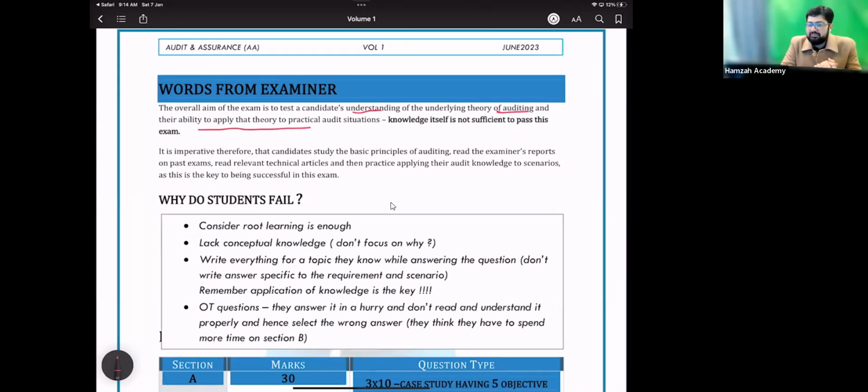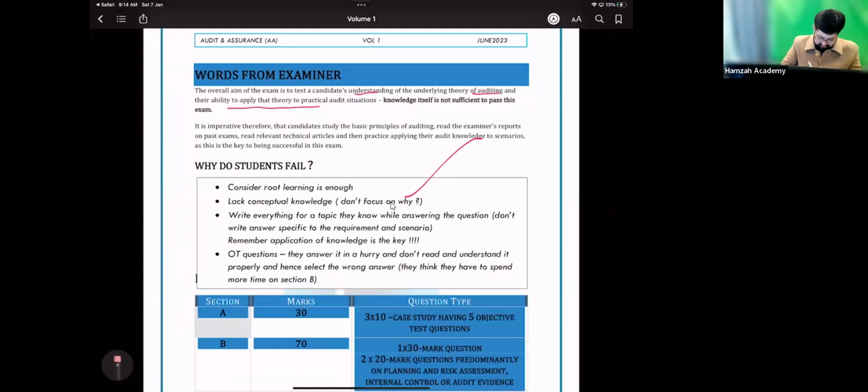You see here, so we can draw two things. The first thing is knowledge. The second thing is application. So knowledge and application of knowledge. Knowledge itself is not sufficient. But what does it mean? Knowledge becomes the base. First comes the knowledge and then application of that knowledge. That is required. And you must be able to apply that.